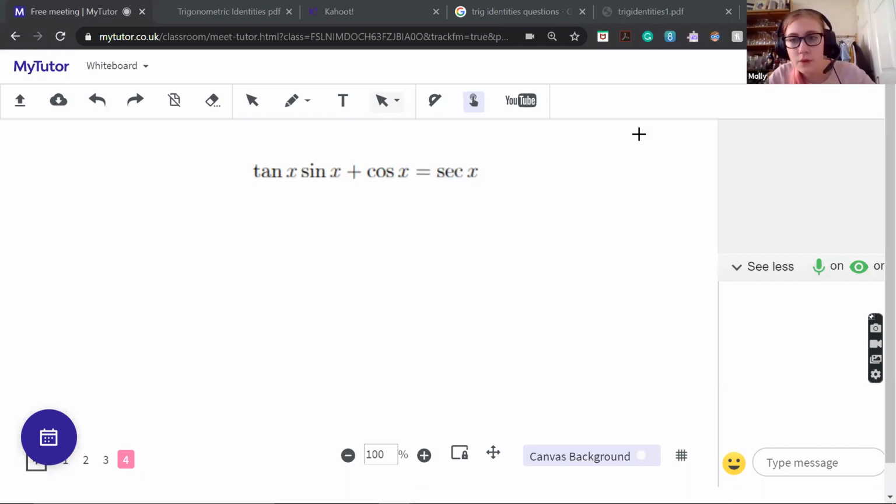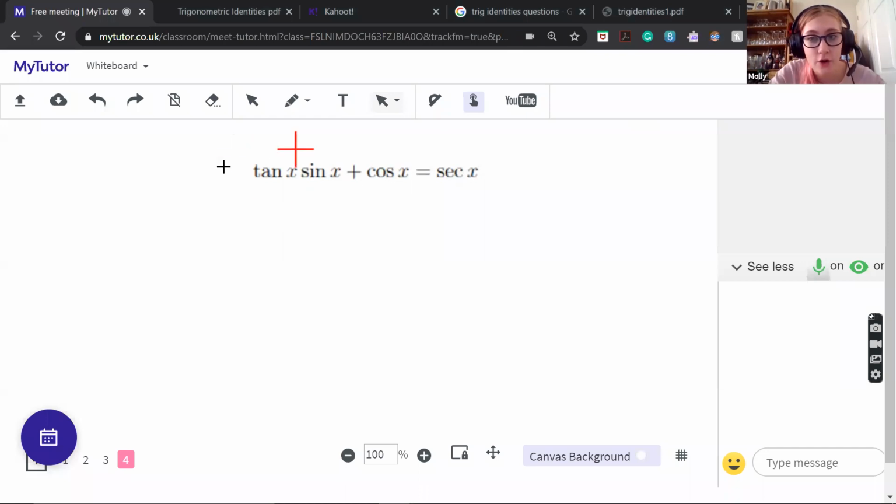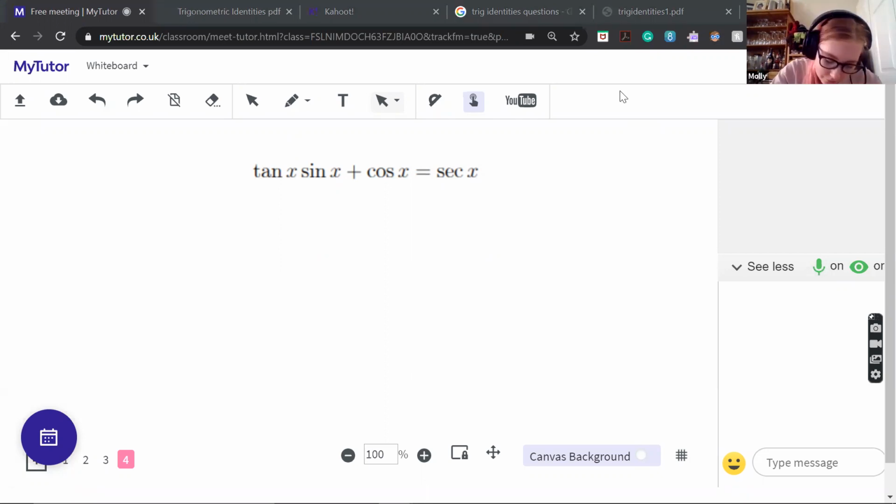Okay, so as a hint, what you should try to do is write tan x in terms of sine and cos, and then try combining the terms so that we just have one fraction. So I'll again give you a little bit longer and have a go at doing that and see what you get.